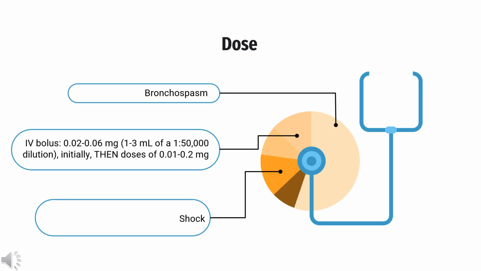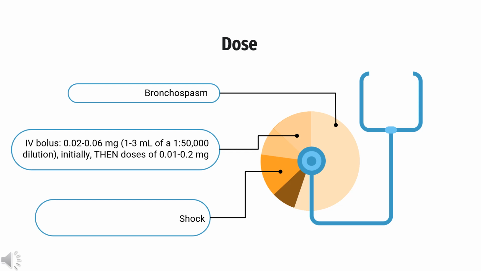Dose. Adams-Stokes attacks, cardiac arrest, or heart block. For bolus, 0.02 to 0.06 milligrams, 1 to 3 milliliters of a 1:50,000 dilution, initially, then doses of 0.01 to 0.2 milligrams. For infusion, 5 micrograms per minute, 1.25 milliliters of a 1:250,000 dilution, initially, then doses of 2 to 20 mcg/min based on patient's response.